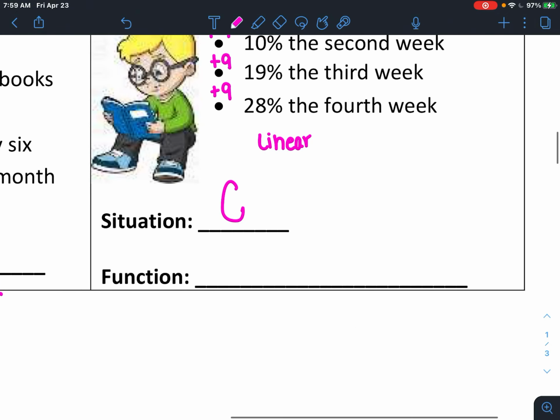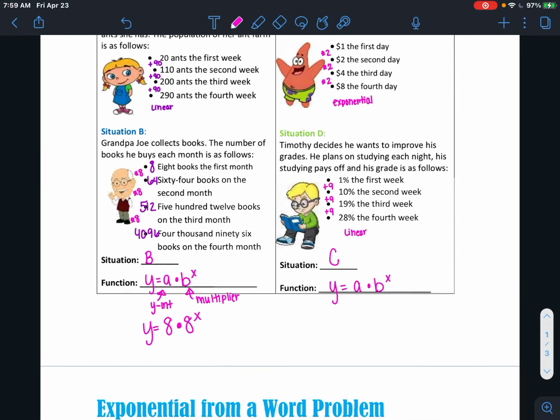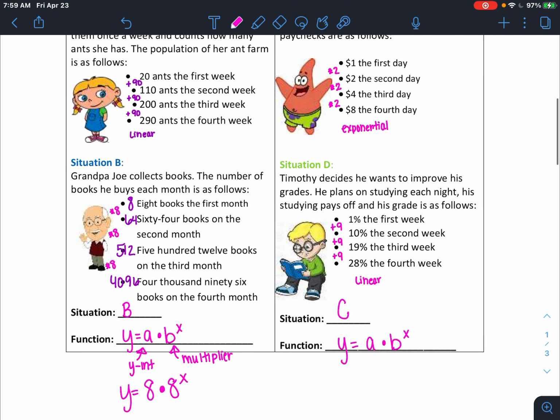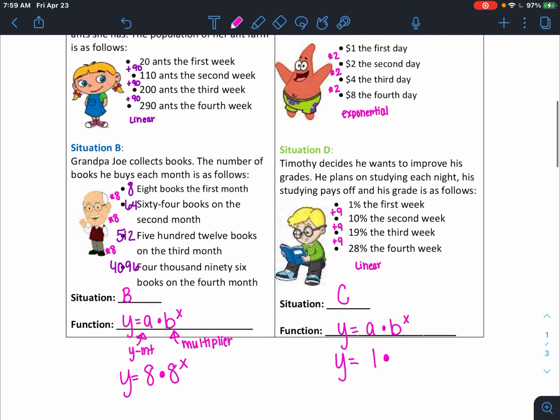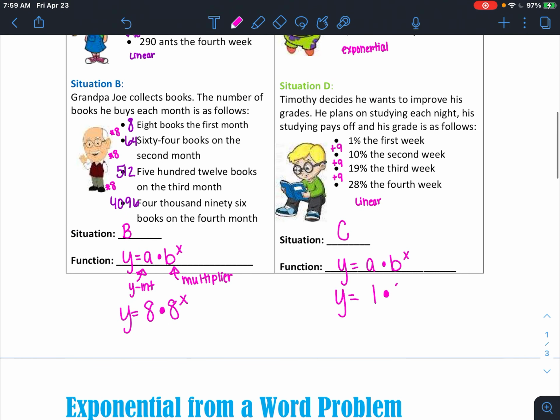We'll write our function out. y equals a times b to the power x. A is our y-intercept, so our first value, which is 1. And my multiplier, we multiplied by 2 each time, and then to the power x.